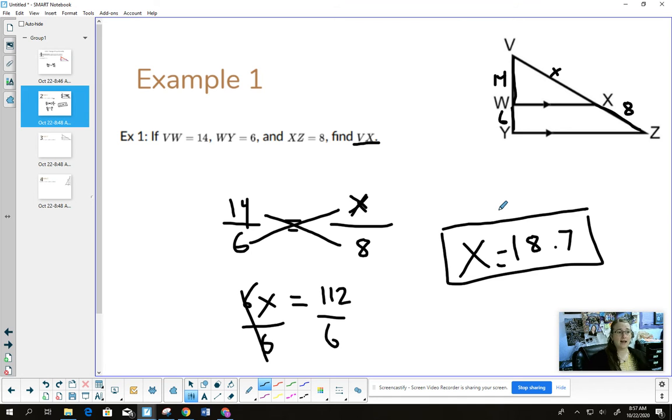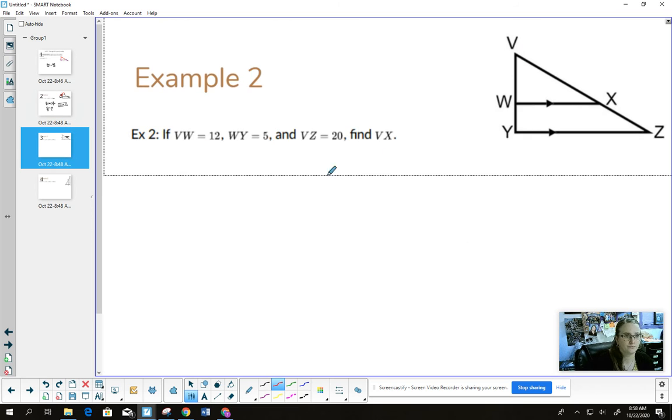Again, we just use the fact that corresponding pieces go together in the same fraction. They have to correspond some way. 14 corresponds with 6 because they're on the same side. However, 14 also corresponds with x because they're both on top. So I could have, once again, also used 14 and x in a fraction together. It gets confusing, but I just want you guys to understand that there's lots of different ways to do this. Let's go ahead and try it again.